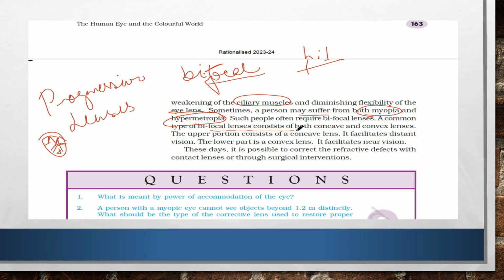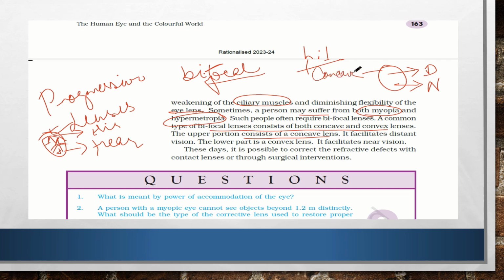A common type of bifocal lens consists of both concave and convex lenses. The upper portion consists of concave lenses to facilitate the distant vision, so here you will get the distant vision and here you will get the near vision. If this is the lens, the upper part will give you the distant vision and here it is giving you the near vision. So here it is the concave lens and here it is the convex lens. Is it clear?